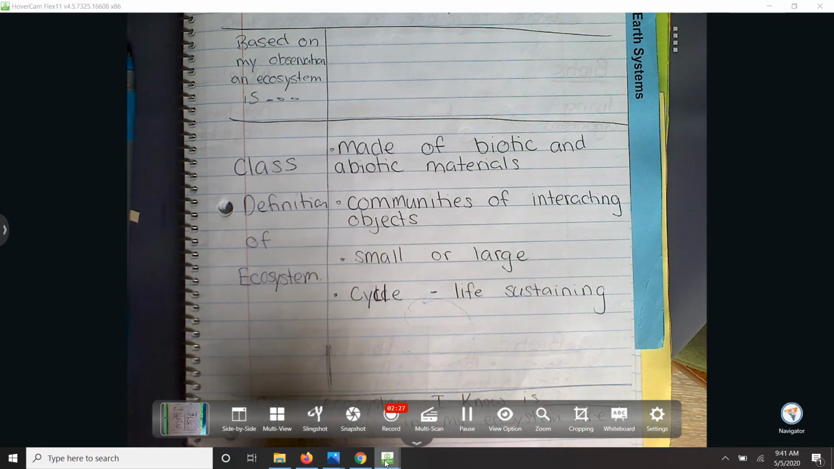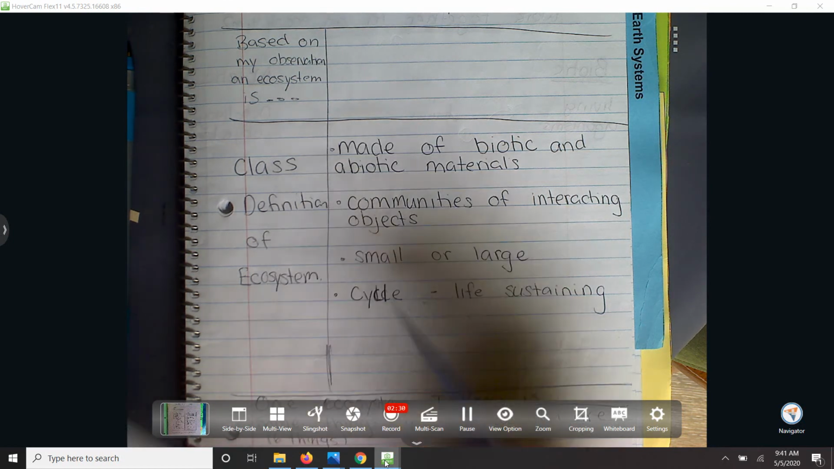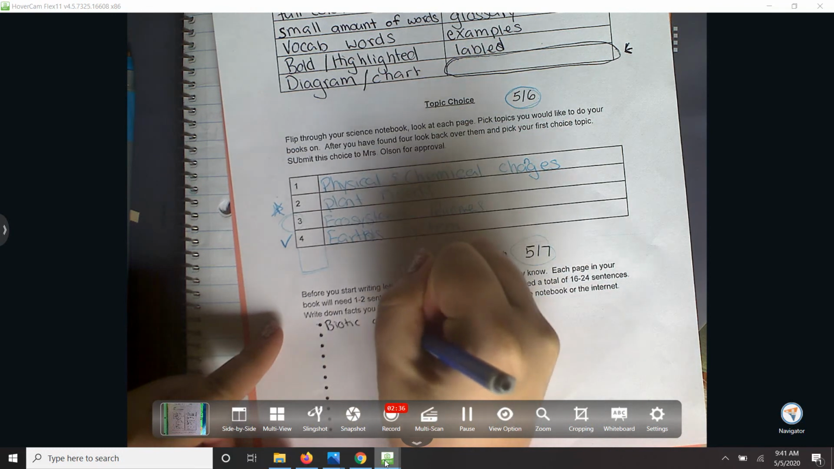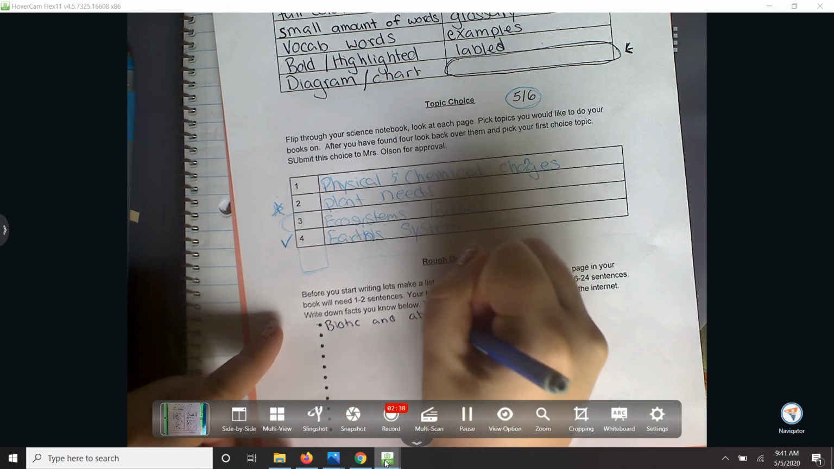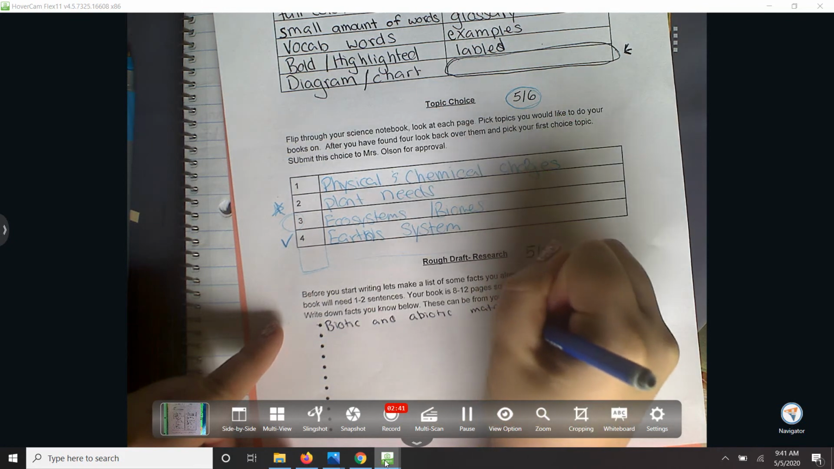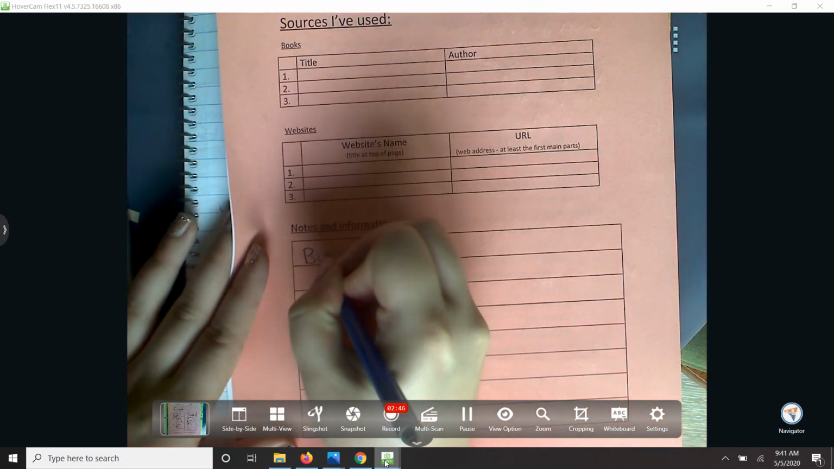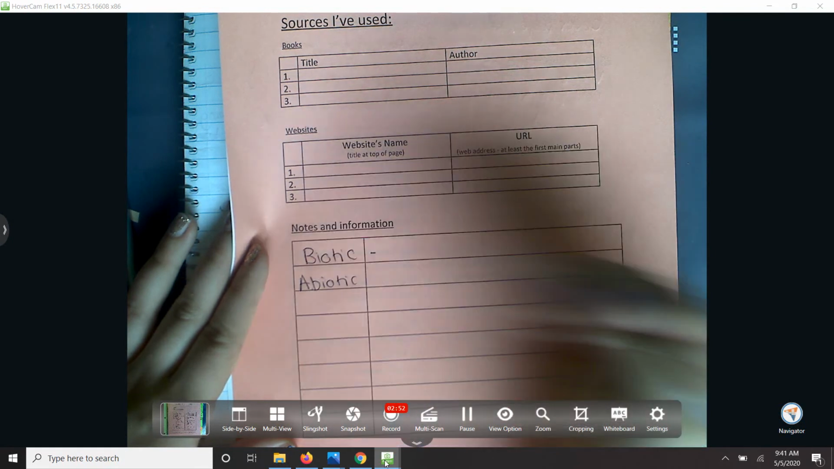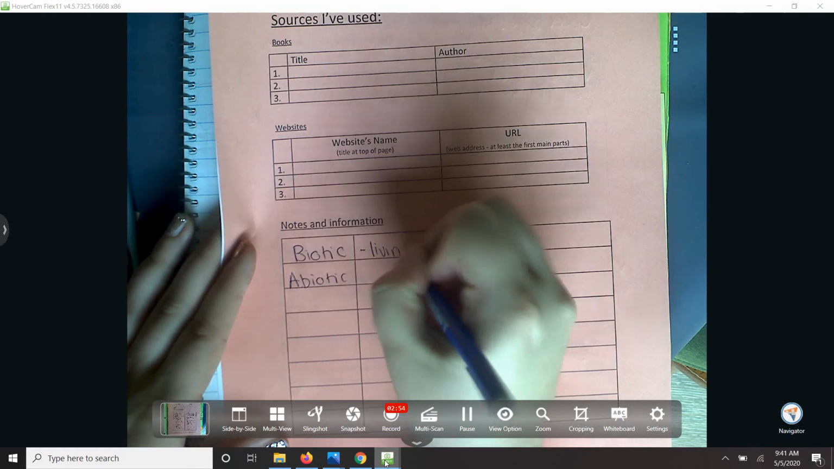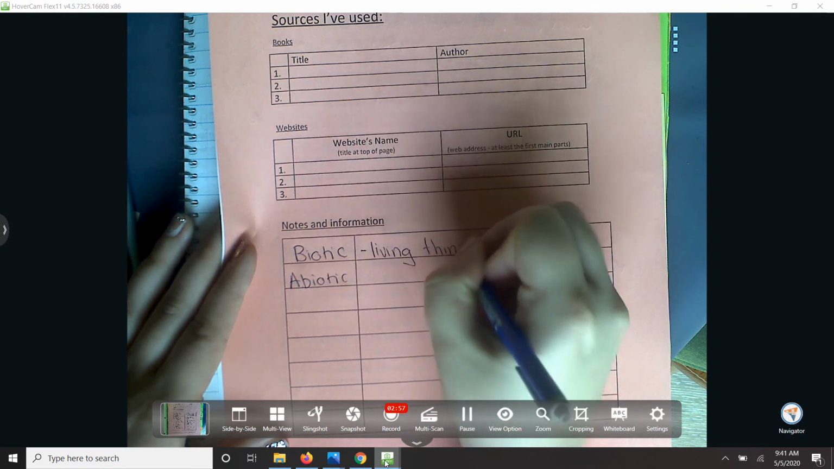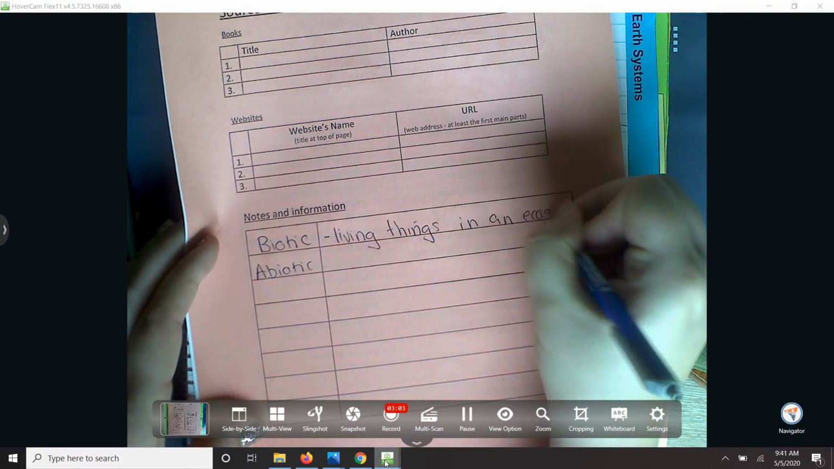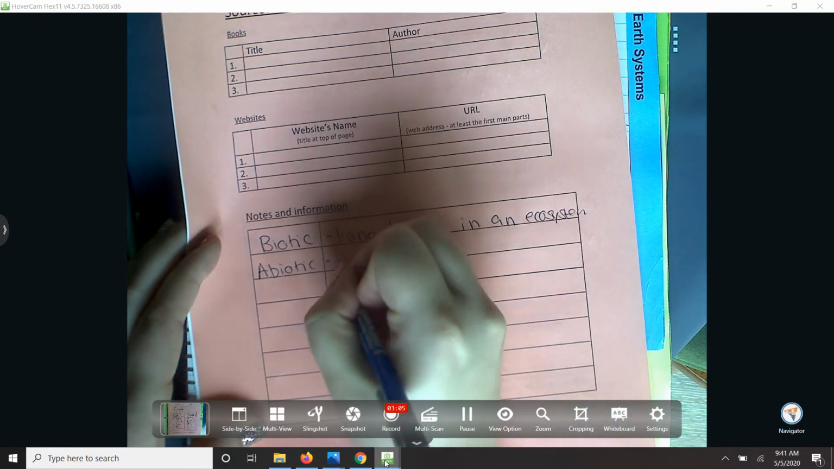So maybe I'm going to start in my notebook and I'm going to say biotic and abiotic material. And then maybe I'm like, ooh, those would be great vocab words, so I'm going to put them right here. And biotic are living things in an ecosystem. And abiotic are non-living things.